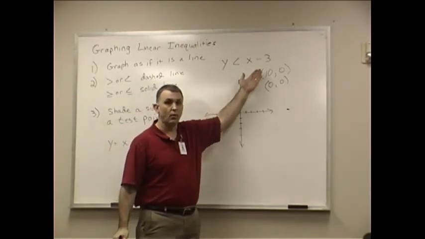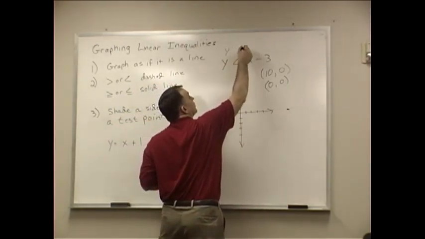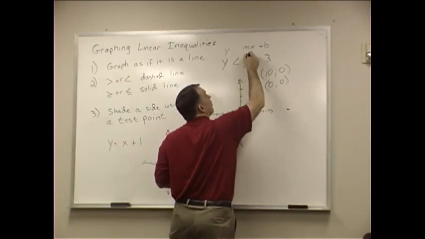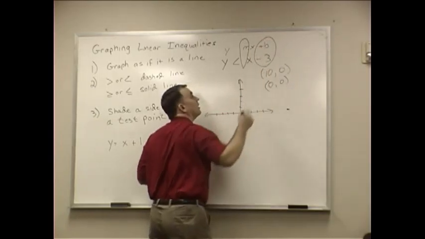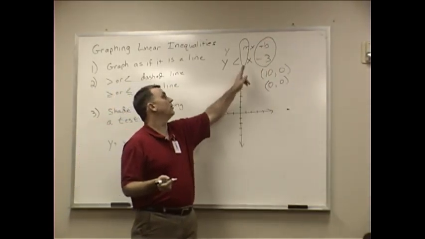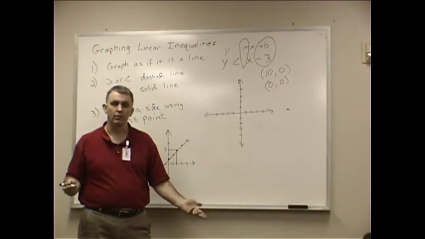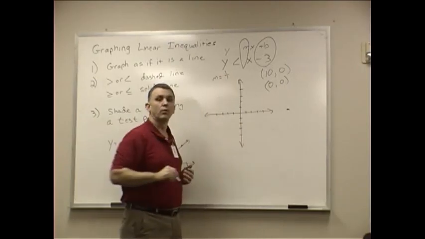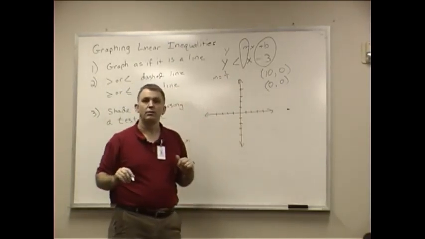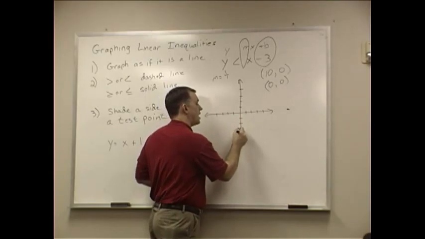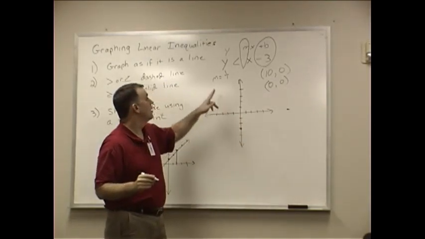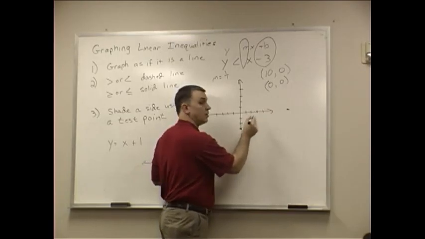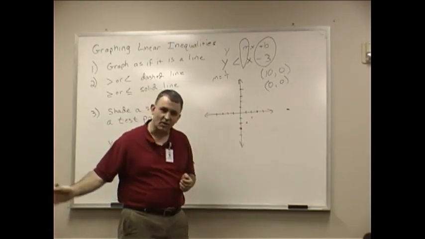So, pretty straightforward. This is in slope-intercept form. Notice I didn't put an equal sign there. That was purposeful. The m value is the number in front of the x. What number is in front of the x if you don't see one? There's a 1 there. So my slope is 1 over 1. And my b value is negative 3. So I'm going to go to negative 3 and put a dot. And then I'm going to go up 1 over 1, up 1 over 1, up 1 over 1, just like so.